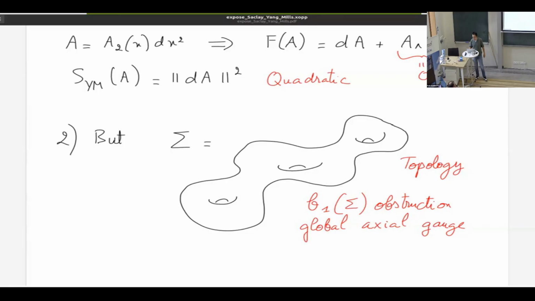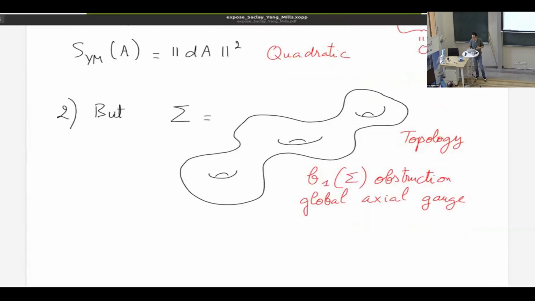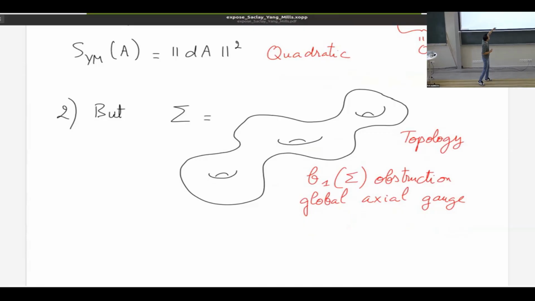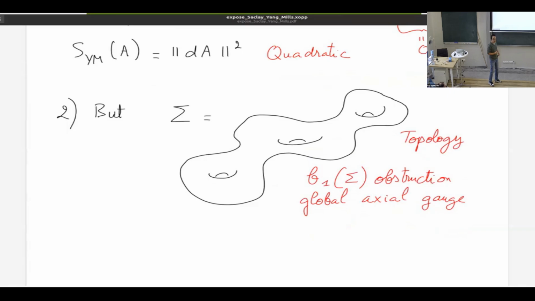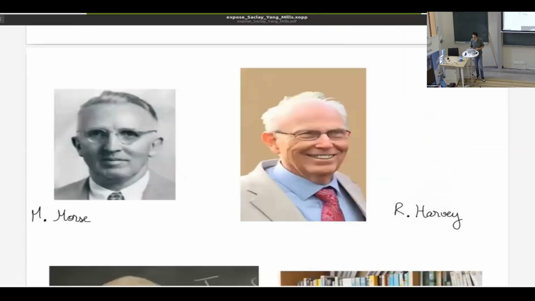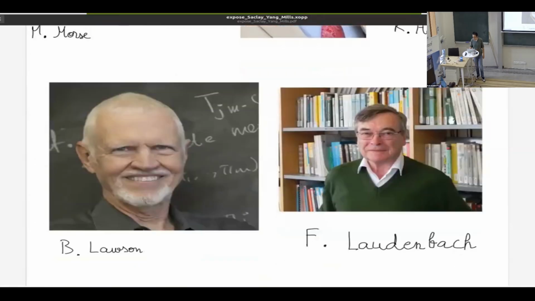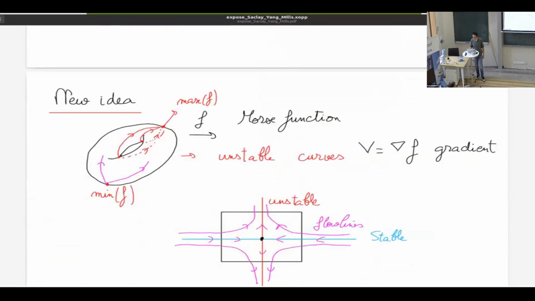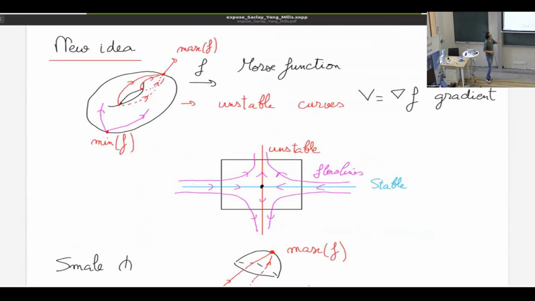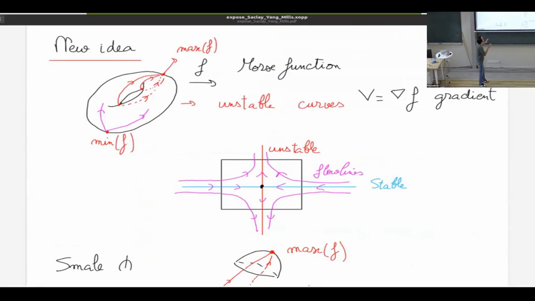So our main idea is to use Morse theory, to use a certain dynamical system on the surface to impose a kind of geometric analog of this axial gauge, and to see what it gives us. We were inspired by work of Morse, Harvey Lawson, Lodenbach. Let me give you one slide to summarize everything you need to understand about Morse theory. Assume your surface is this torus.